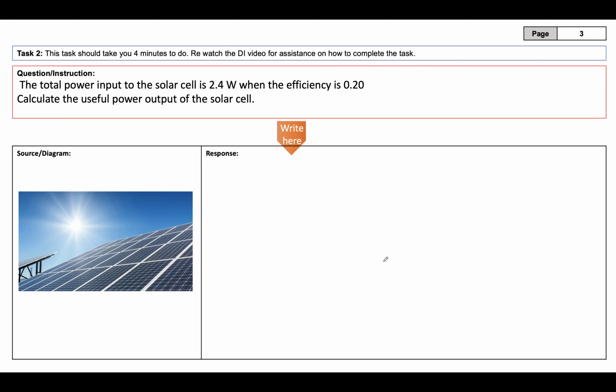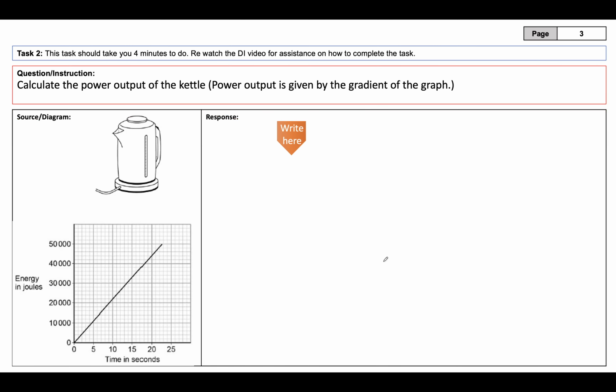So this is very similar to what we did yesterday. This time you need to use information from the graph to work out the power. So remember, power is energy divided by time from our previous lessons. If you work out the gradient of this graph, it's going to give you the power.